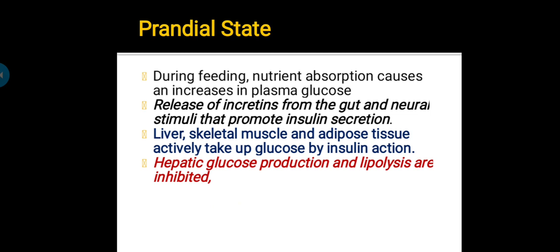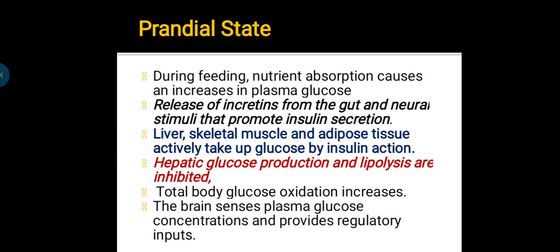And hepatic glucose production and lipolysis are inhibited. So in fasting state, these are stimulated, lipolysis and hepatic glucose production. So when a patient eats, then lipolysis is also inhibited and hepatic glucose production is also inhibited. So total body glucose oxidation increases and the brain senses plasma glucose concentration and provides regulatory inputs.